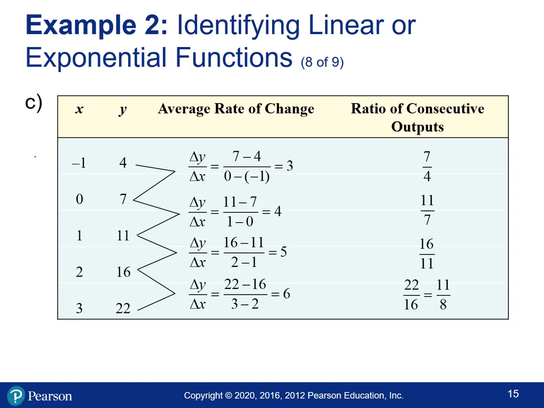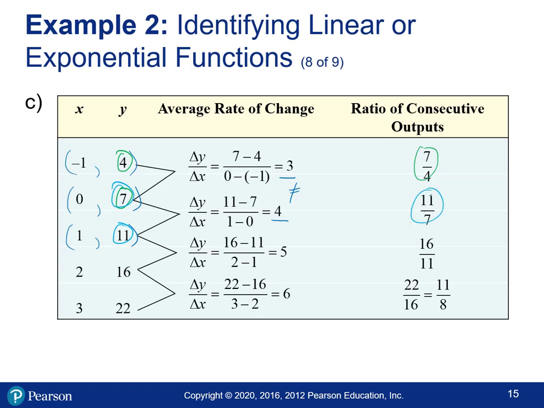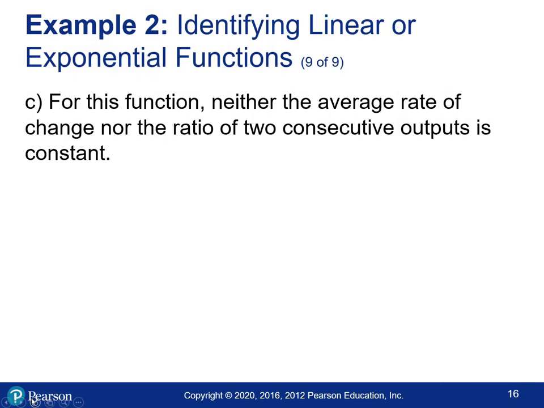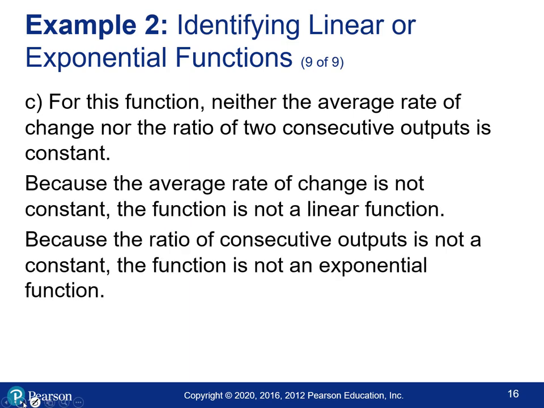All right, one more, letter C. So plugging in these points into our slope formula, we get a rate of change, f3. The next 2 points, a different rate of change. So right away, this is not linear because these aren't equal. Okay, so moving ahead and checking if this is exponential, if we say 7 divided by 4, that's that ratio of outputs. And if we do the next 2, we have 11 divided by 7, and that's already not the same ratio, so this is not exponential either. Okay, so this is not going to be linear or exponential function.